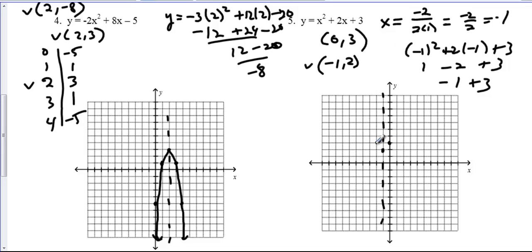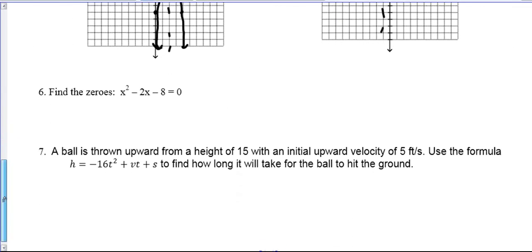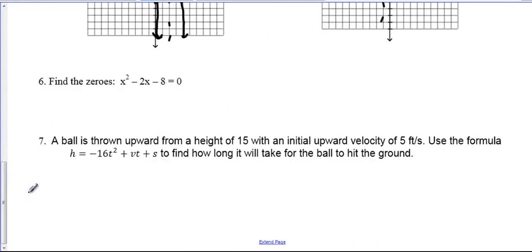Mirror it over the dotted line and create my graph. So there's two ways of doing it. Both, I think, if you know what you're doing, don't take that much time to do. Alright. Moving on. So the last thing we have to do is find zeros. Finding zeros is another way of saying solve the equation.